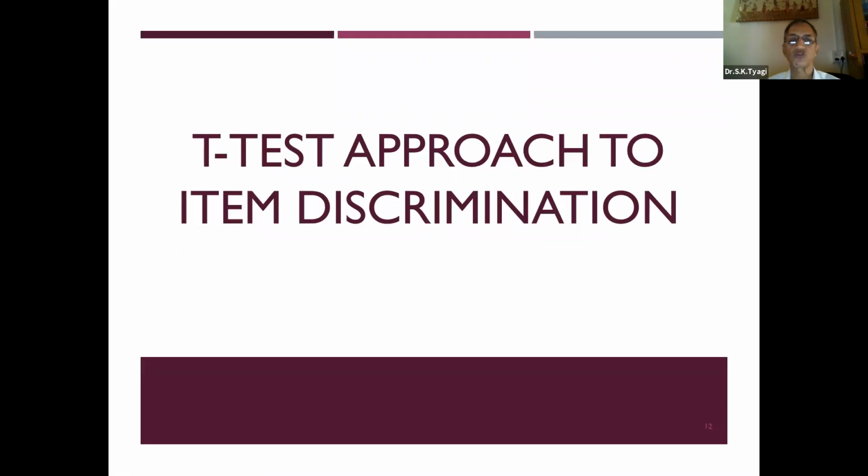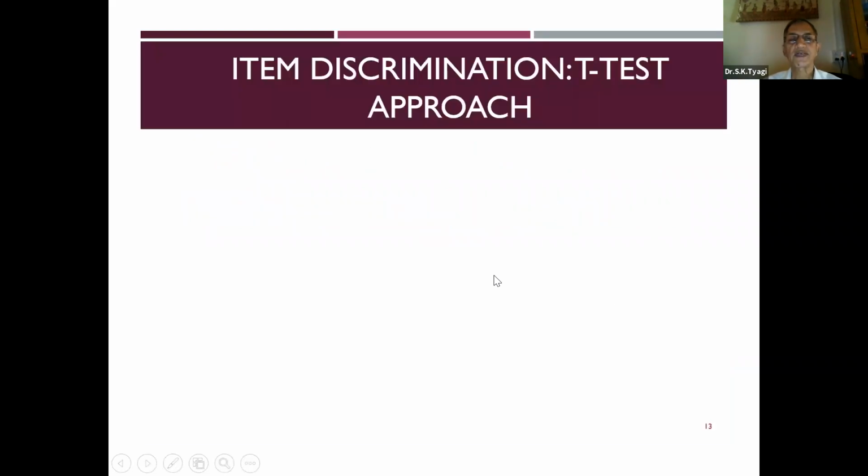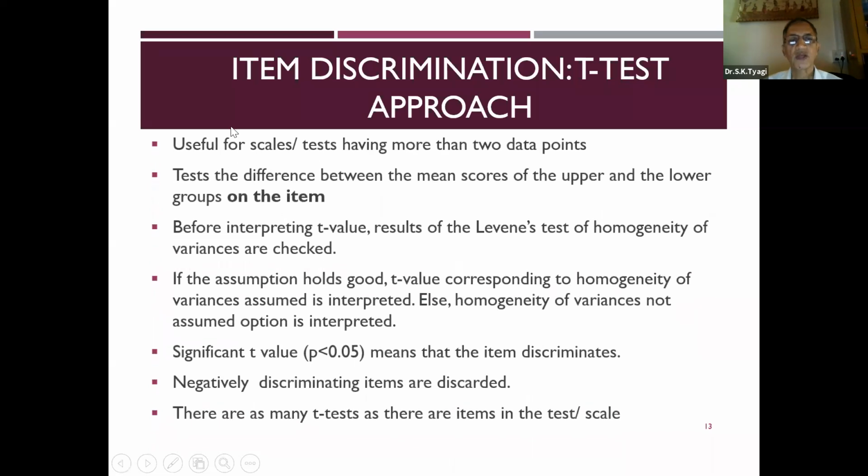Now, there is another approach for discrimination index, and this approach applies to scales as well. This applies to tests as well as scales. So for a test, there are two approaches. One is finding out the discrimination index. Another is discriminating between the upper and the lower ability group on that particular item. Now I will be discussing this second approach, the item discrimination t-test approach. This is useful for scales or tests having more than 2 data points.